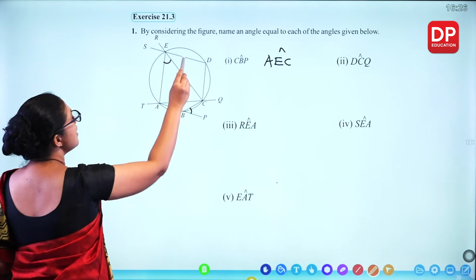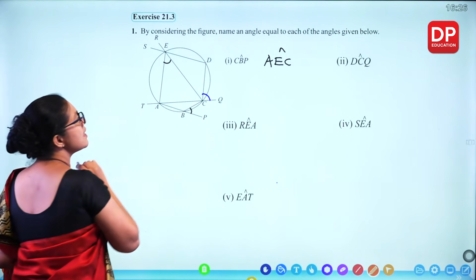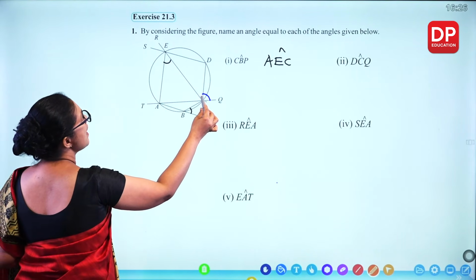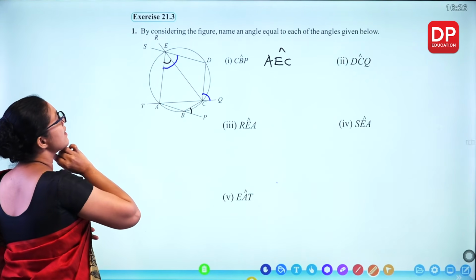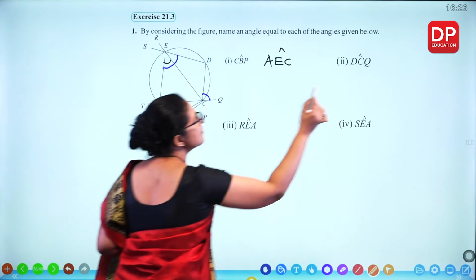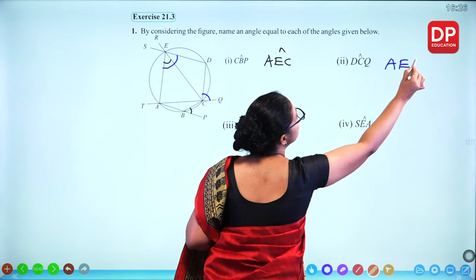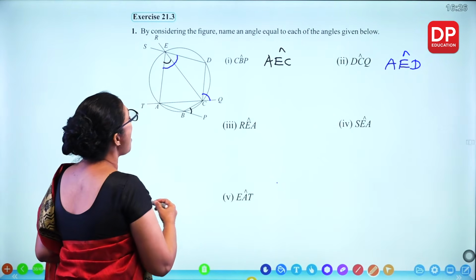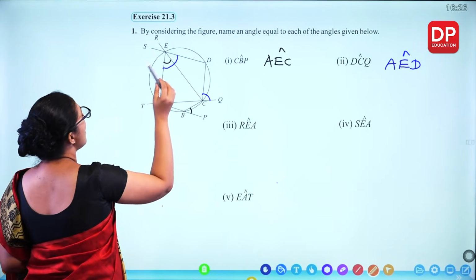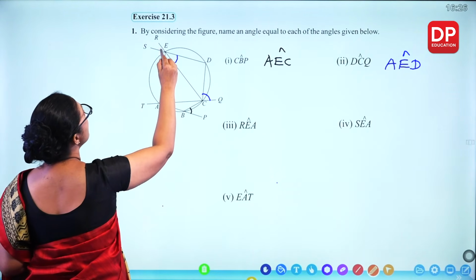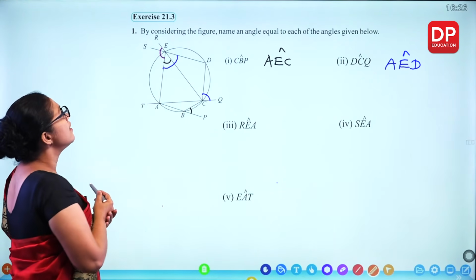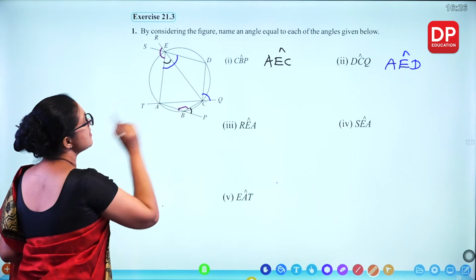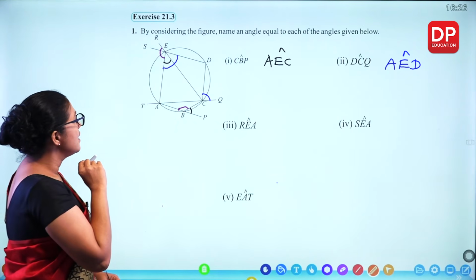DCQ. This is this exterior angle. So this exterior angle is same as this angle, AED. REA. This exterior angle is same as this angle, opposite interior angle, ABC.